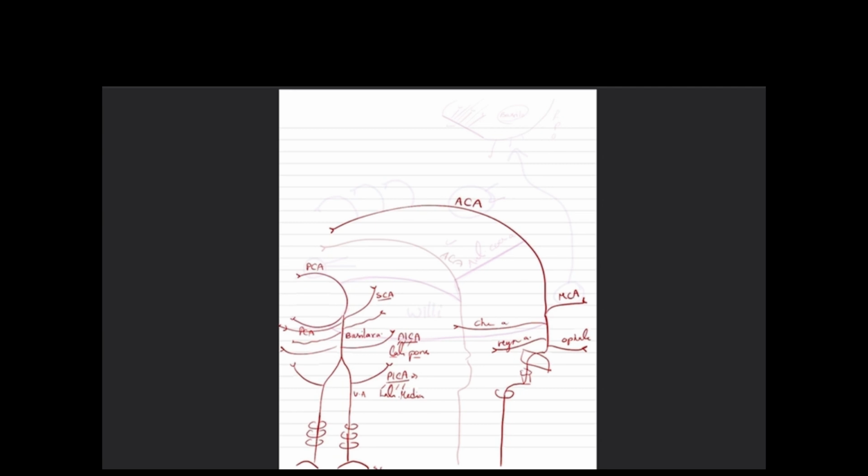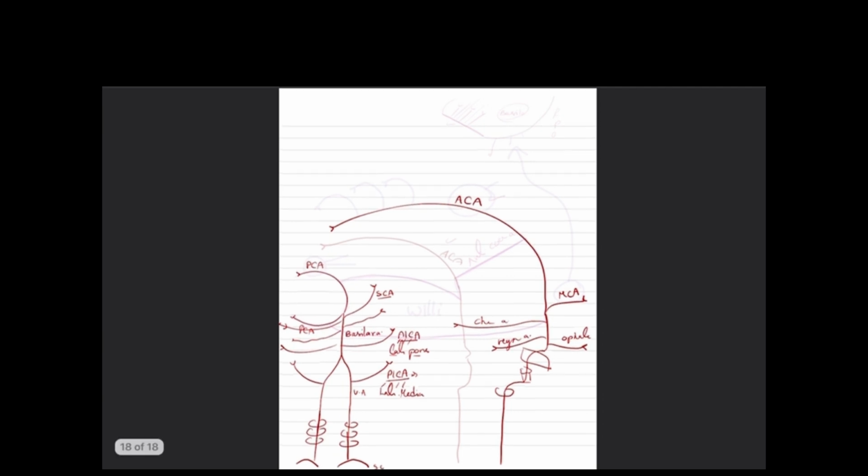Now we want to see the circle fully. In order to see the circle fully, we need to draw the internal carotid artery of the other side, and to draw the anterior cerebral artery again. In this full circle, we have two communicating branches. The first is the one that communicates between the two anterior cerebral arteries, which is called the anterior communicating artery. And the second one, which is coming from the internal carotid artery, communicates between the posterior cerebral artery on both sides and the internal carotid artery.